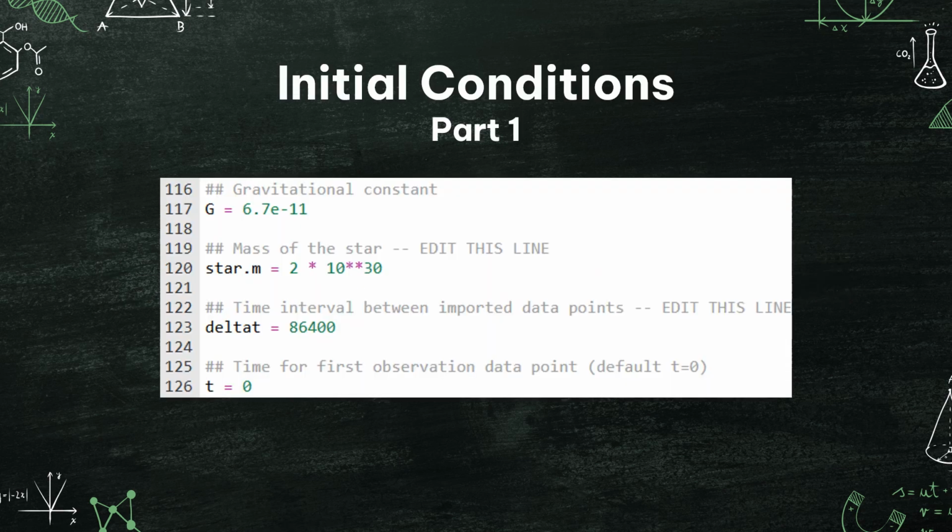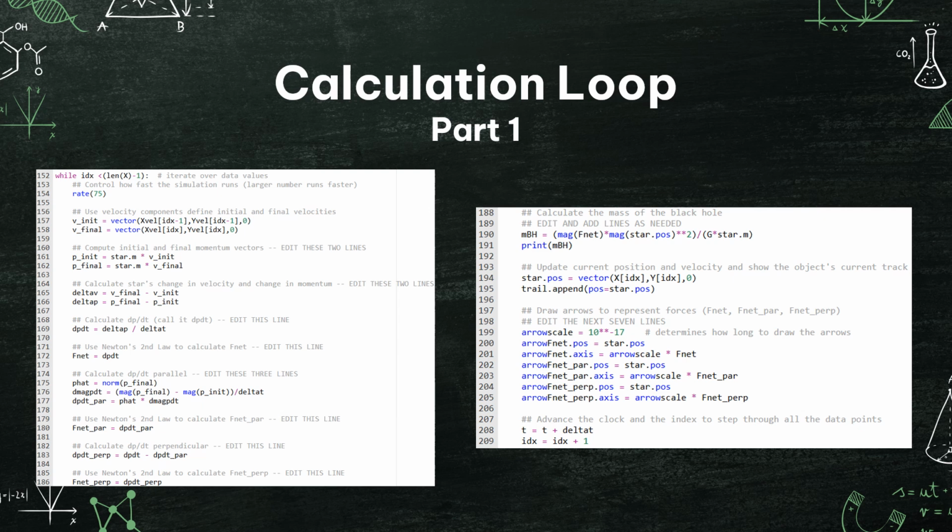First, I will go through part 1, where the initial conditions include the mass of the star and delta t being the amount of seconds in one day. Now, I will go through the calculation loop, which uses many formulas, the first of which being momentum equals mass times velocity. Then, it finds the change in both the velocity and momentum. After this, dp dt and thus Fnet is found.